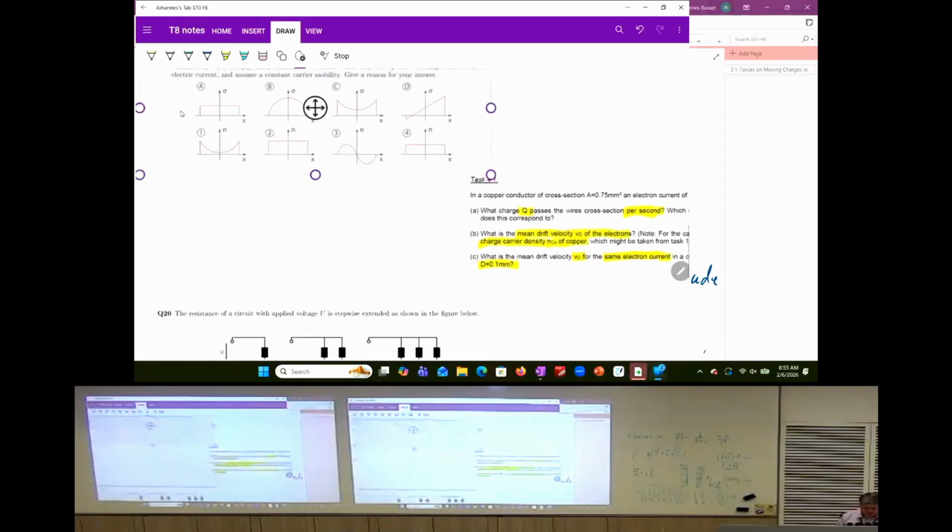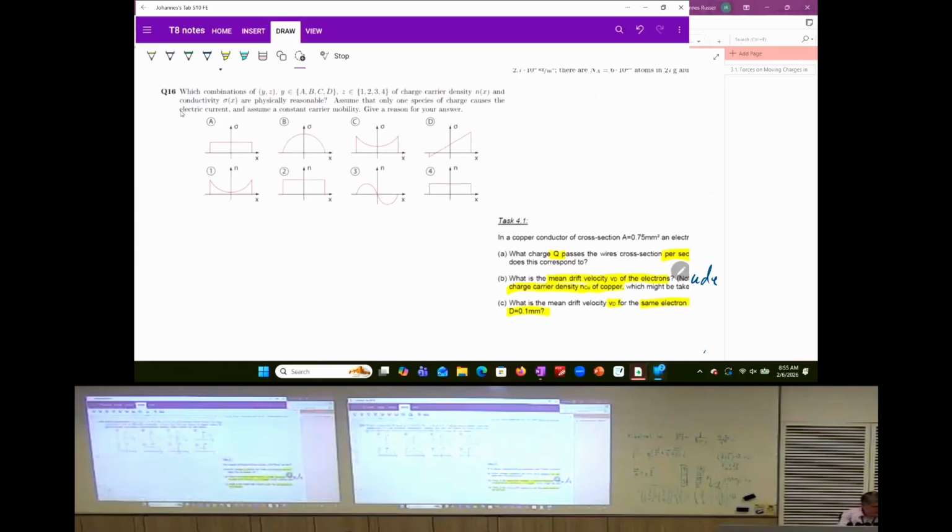Let's go to question number 16. That asks which of the combinations, so in the bottom row you have different charge carrier densities, n of x, plotted, and in the top row you have different conductivities plotted, and which one could go hand in hand. So assume that only one species of charge causes the electric current and assume a constant carrier mobility. Give reason for your answer.